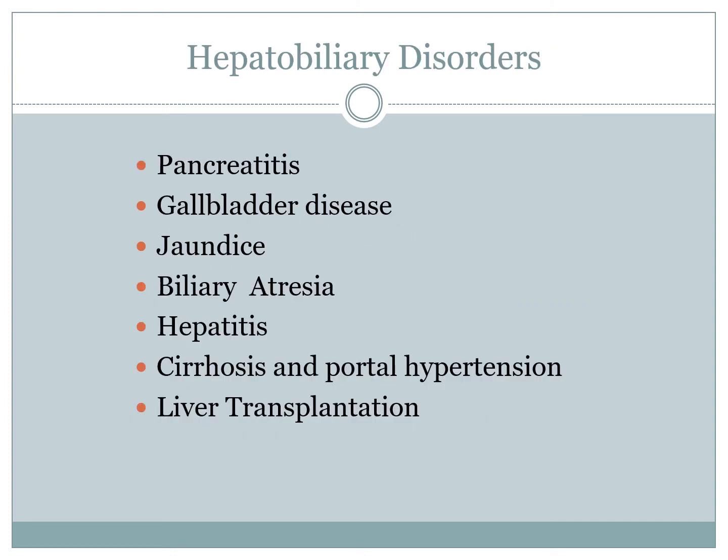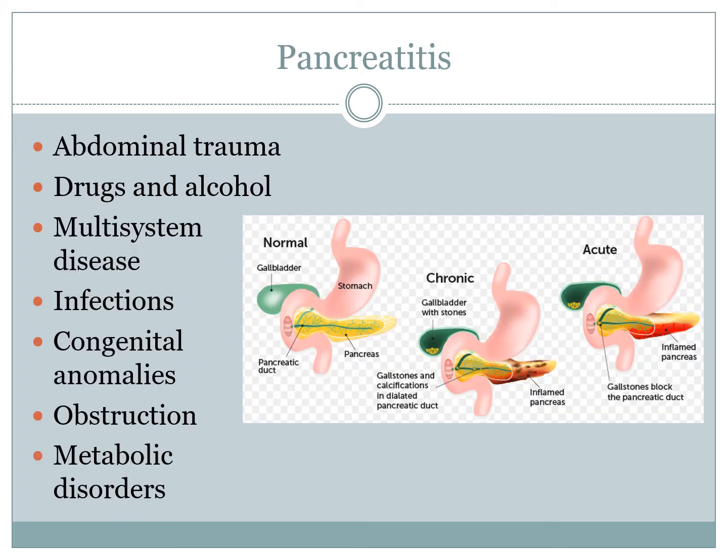Let's look at hepatobiliary disorders. They include pancreatitis, gallbladder disease, jaundice, biliary atresia, hepatitis, cirrhosis and portal hypertension, as well as liver transplantation. In pancreatitis, here you have an image of the pancreas and the gallbladder and the relationship to the stomach. And you can see the pancreatic duct.